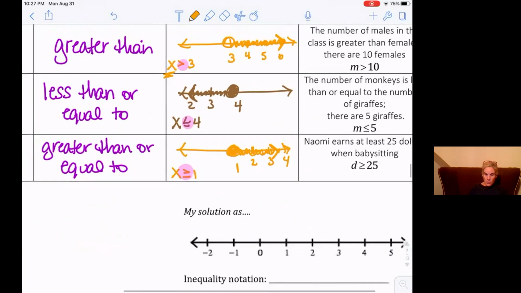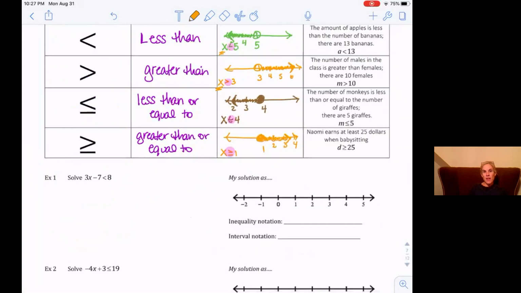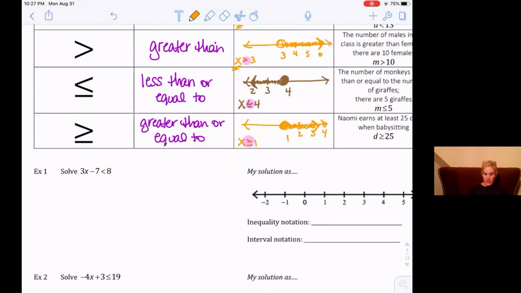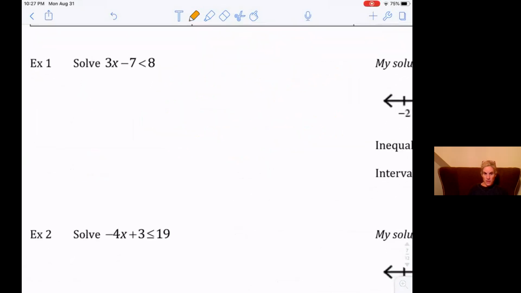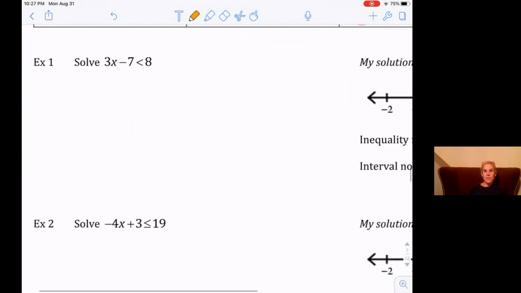All right, so what we're going to be doing today is, now that we have the idea of how to graph inequalities, we're going to take that a step further and solve problems that contain inequalities, a single one. Okay, so let's take a look at example 1. Example 1 says solve 3x minus 7 is less than 8.